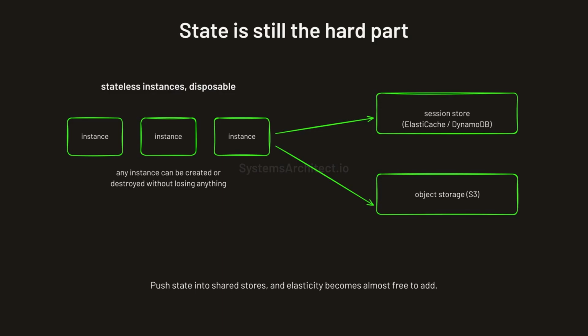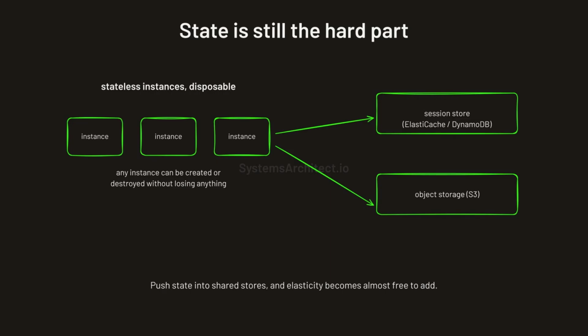Elastic scale-out only works if any instance can pick up any request, which requires pushing session data out of the instance itself. Sessions move to a shared store like Elasticache or DynamoDB, reachable from every instance. Uploaded files move to object storage like S3, never to local disk. A stateless instance can be created or destroyed at any moment without losing anything.